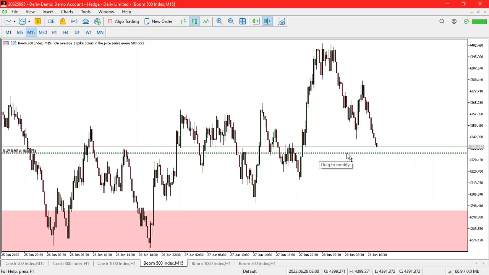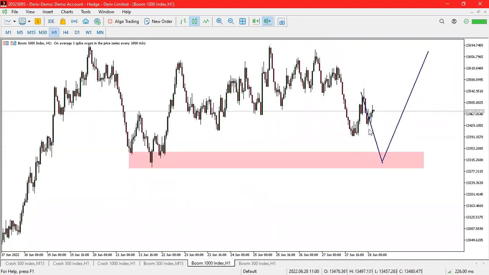So that's why, using a higher time frame, this is the disadvantage of using a higher time frame. You just have to hold. You understand? So let's check another spike, Boom 1K. Yes, Boom 1K. This is the setup that I made yesterday.